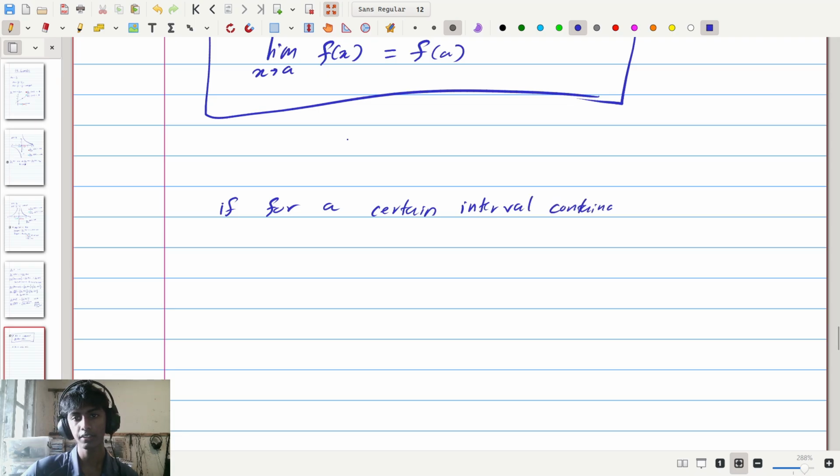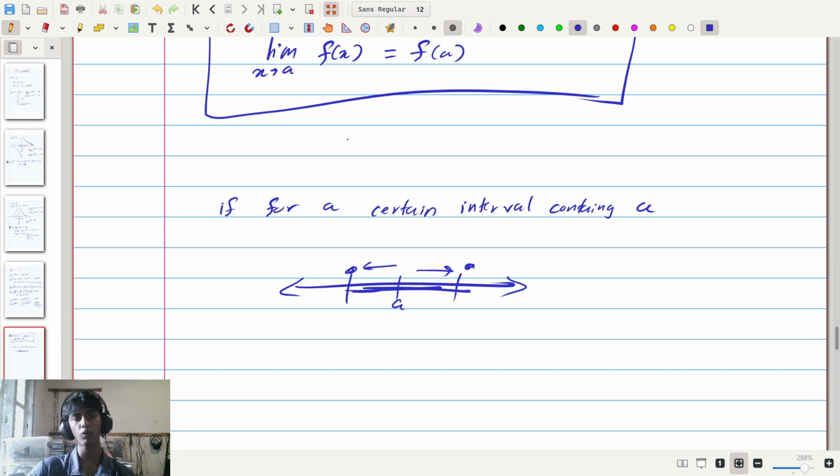containing a. What I mean by a certain interval containing a is a range of inputs of x. Let's say on the infinite number line, there's a certain value a somewhere here, and the range of inputs from a certain value to a certain value such that a is somewhere in the middle of them is what we mean by an interval containing a.